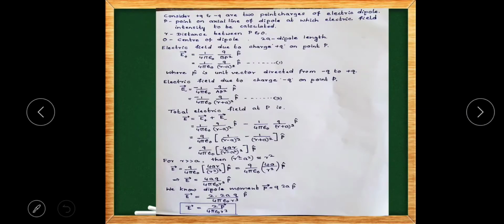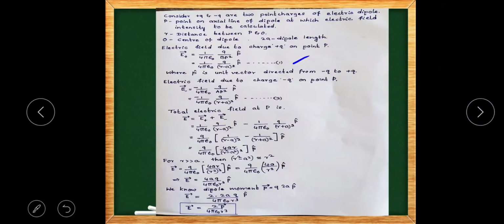And here we have written the electric field in vector form, hence you have to write the unit vector p cap, which is equal to 1 by 4 pi epsilon naught, q by r minus a whole square, into p cap. So it is equation 1, where p cap is the unit vector directed from minus q to plus q.